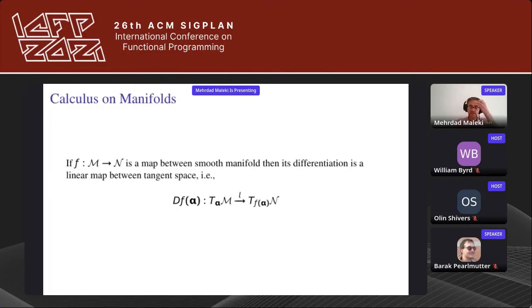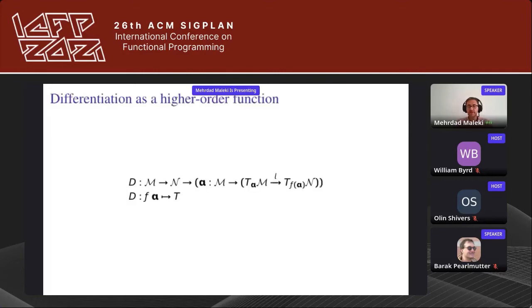However, if we see a function f as a function from manifold M to N, the derivative we have seen is a linear function from the tangent space of M at A to the tangent space of N at f of A. So the derivative operator is a function with a dependent type: at a point A in M, it takes a function f from M to N and gives us a linear function from T_A M to T_f(A) N, which is a dependent type.